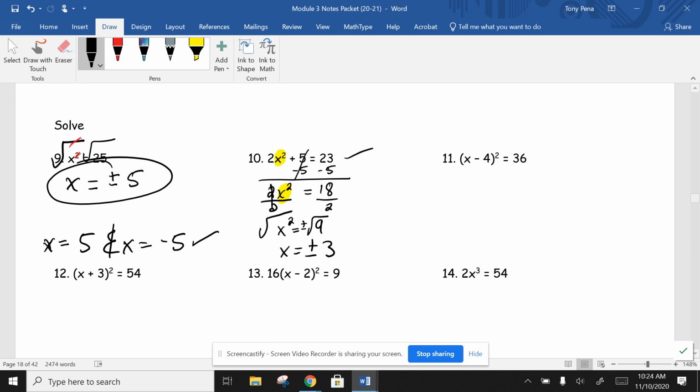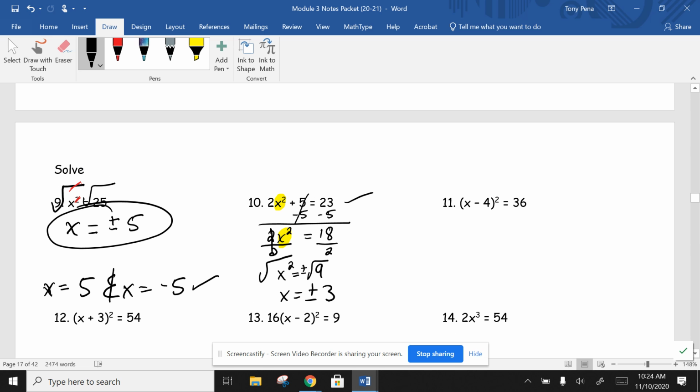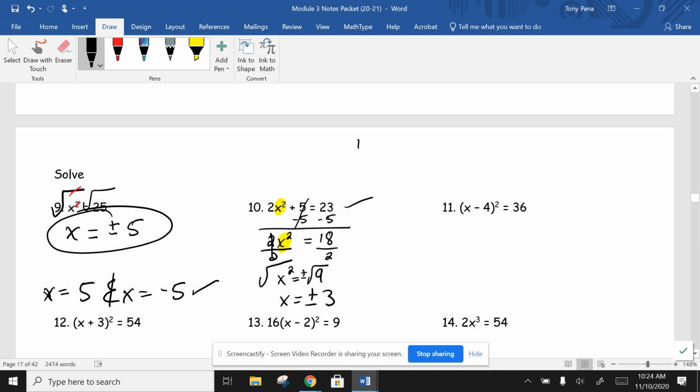I want to give you one more of those before we jump to number 11, because 11 is where people tend to really have some issues with these. So let me do a 10b up here. And let's do 3x squared plus 6. How can I get a nice number out of that?